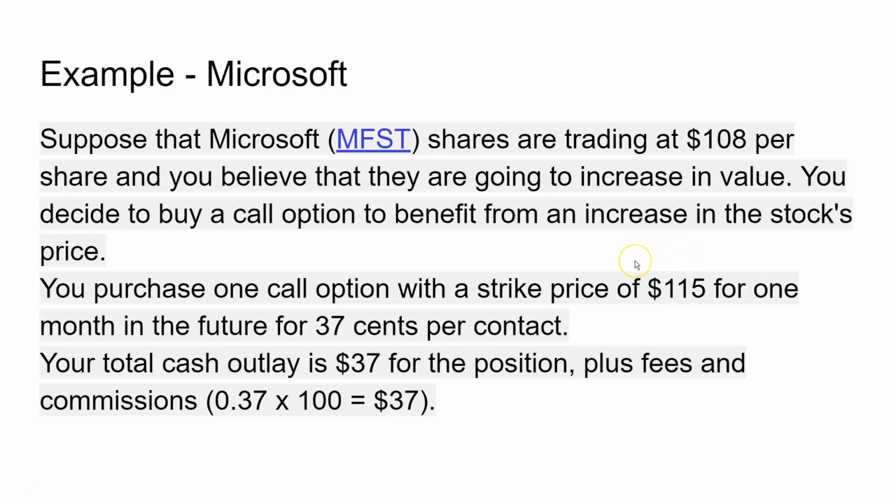Makes sense. You want a call option if you think the price is going up, because this gives you a bullish sentiment. You purchase one call option at the strike price of $115 for 1 month, which is your expiration date in the future. And that will give you a 37-cent per contract cost. So your total value to buy this option is $37 to have this position, plus your broker's fees and commissions. So we get that price by taking your option price, your 37 cents per contract, multiplied by 100, you get $37. So this $37 is giving you the right to buy 100 shares of Microsoft at 115 bucks.